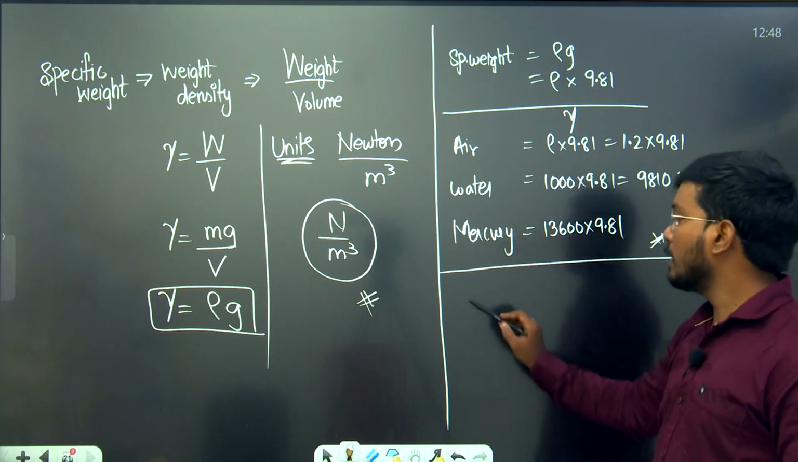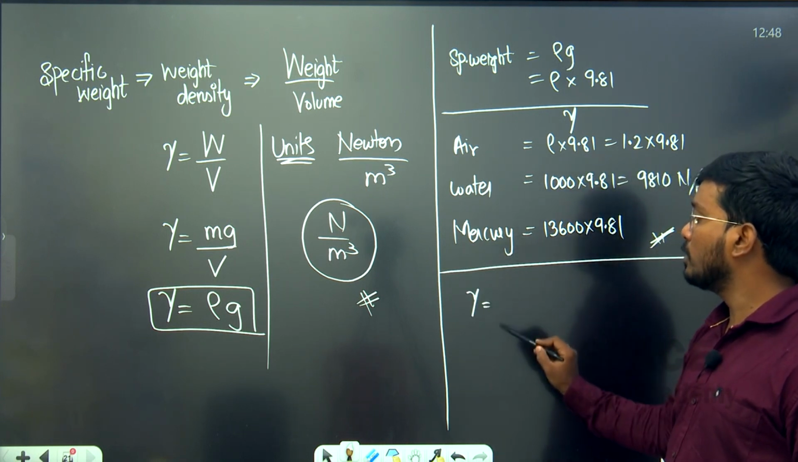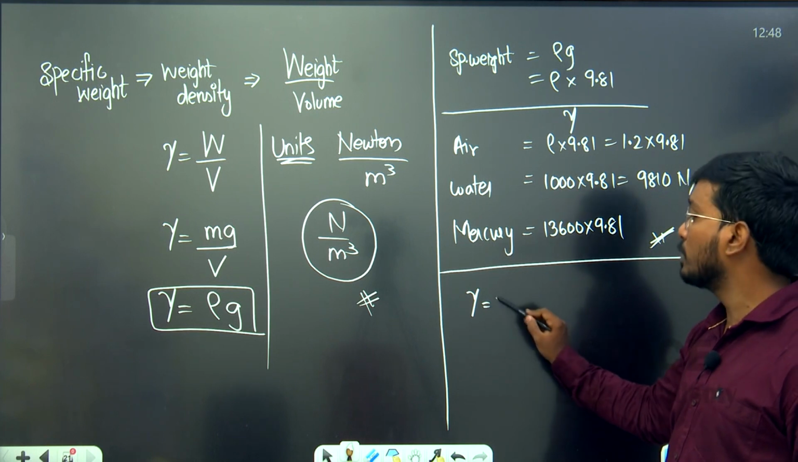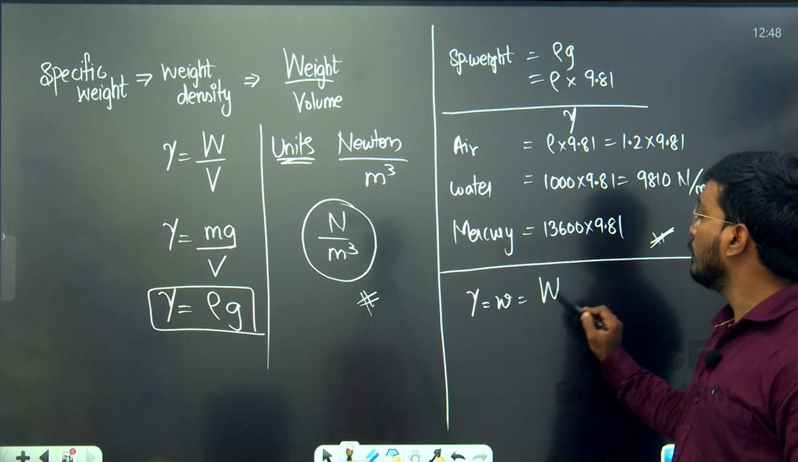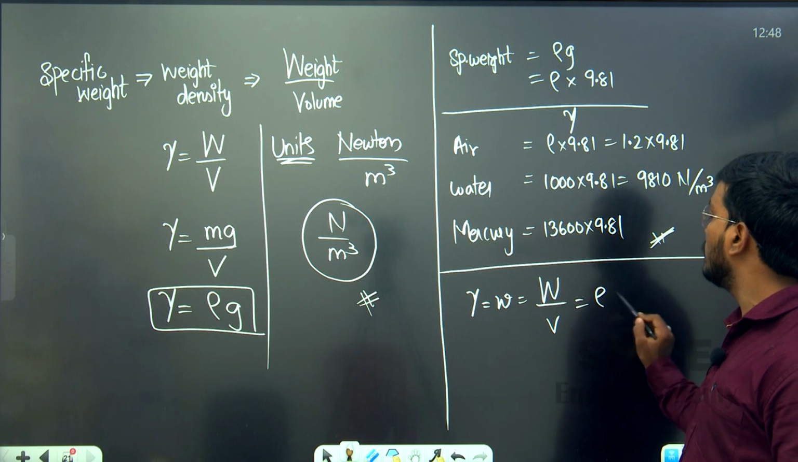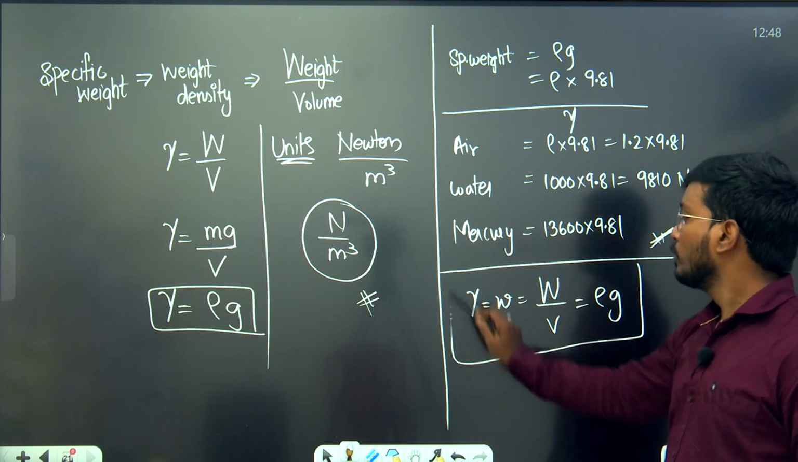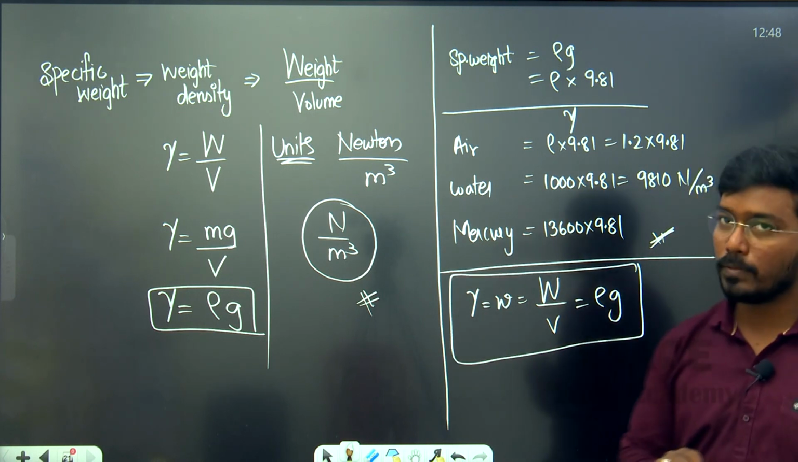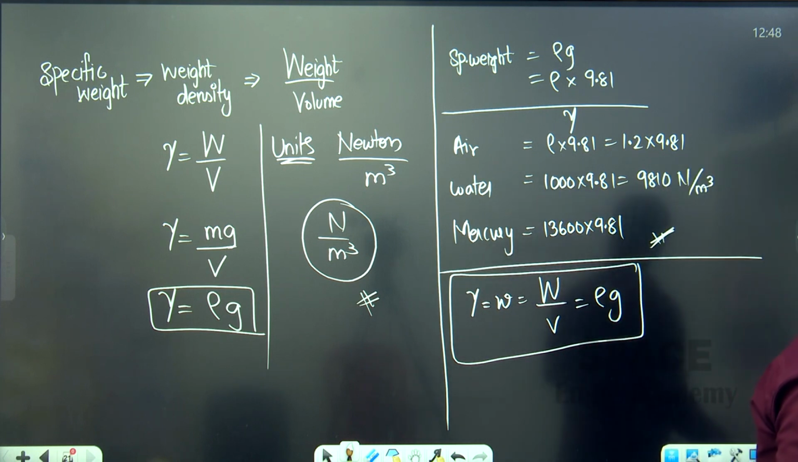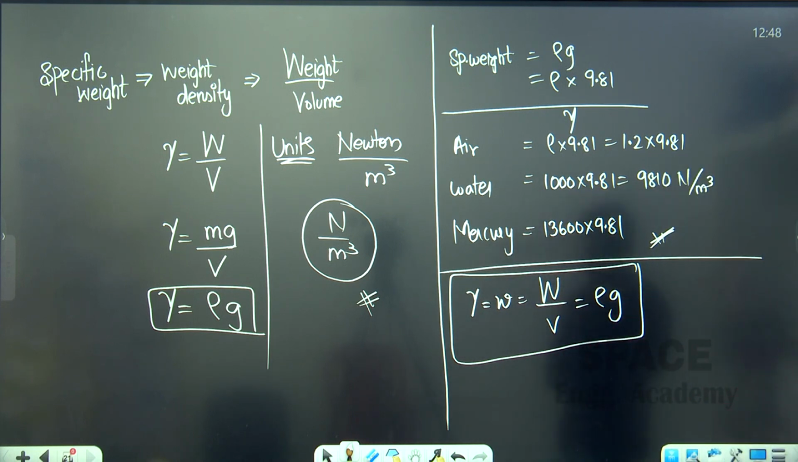Remember, specific weight has two formulas now. Specific weight is denoted by gamma in some textbooks and small w in others. The formula is weight acting per unit volume, or density times gravity. Go through it. Regarding specific weight, weight density and specific weight, weight density can be written as weight divided by volume. Okay, pause the video and note it down.